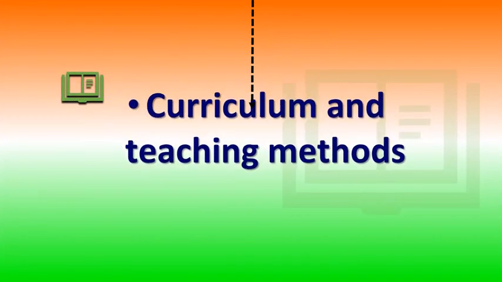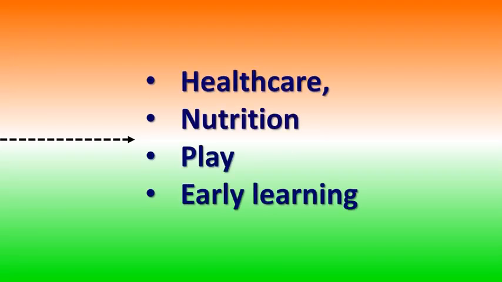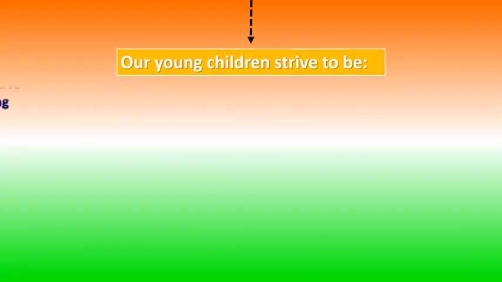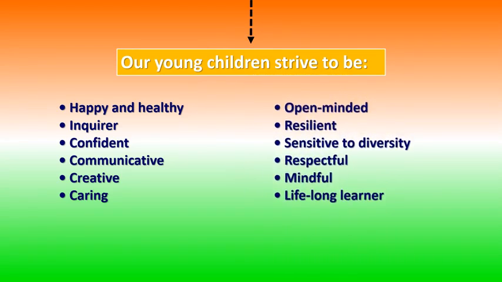Curriculum and teaching methods. Early childhood care and education comprises the inseparable elements of care, health, nutrition, play, and early learning within a protective and enabling environment. As children grow and learn, they explore, enquire, make discoveries, and apply their understanding to become self-regulated, lifelong learners. Furthermore, they are sensitive to diversity and communicative, caring, and creative in their relationship with people and environment.